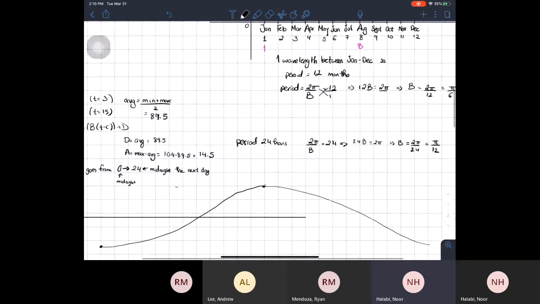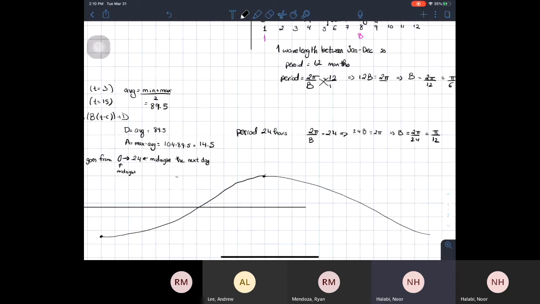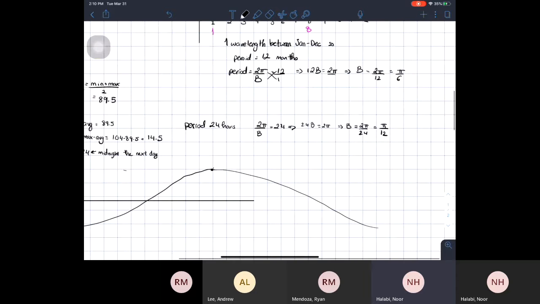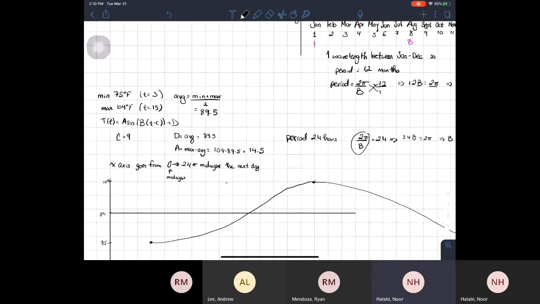Now for my period, the temperature of the iguana cycles throughout the day, and we all know days are 24 hours. So I said that my period, which is 2 pi over b, is equal to 24. Using algebraic manipulations, I got b equals pi over 12. So that's my period. And then lastly was my horizontal shift, along the x-axis.